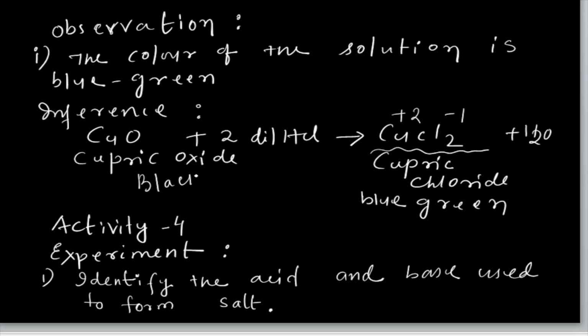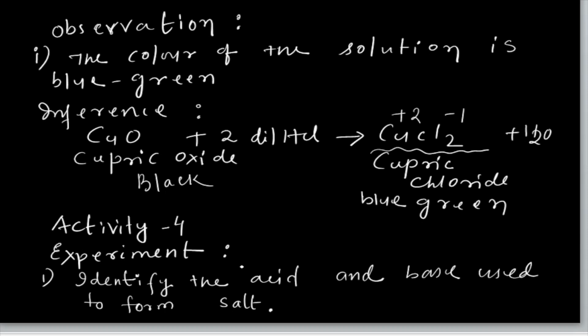Black cupric oxide, when treated with dilute hydrochloric acid, gives a blue color. Remember, blue-green. The color is very, very important. Due to color, one can recognize what the compound is.